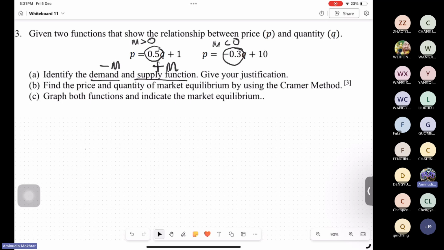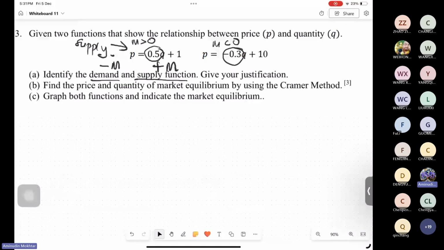Since in the equation we have P and Q, the first equation has the positive slope, so it is a supply. The second equation is demand because it has a negative slope. That's the answer. Maybe you have another way, other words or another sentence to justify. It's okay as long as the answer gives the same meaning as what I have said earlier.